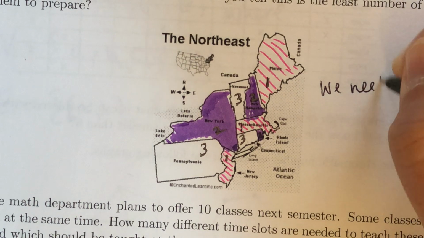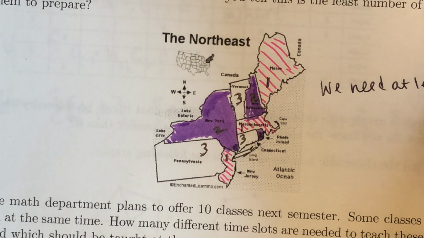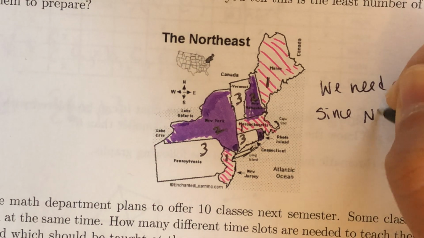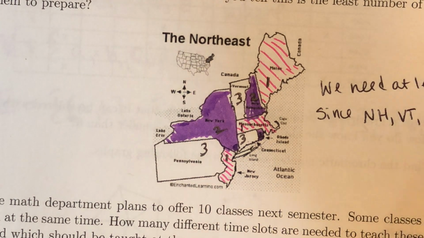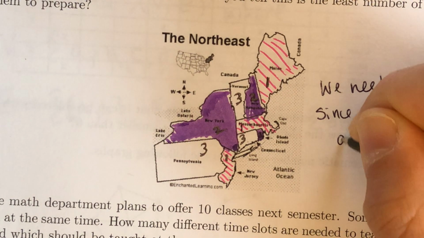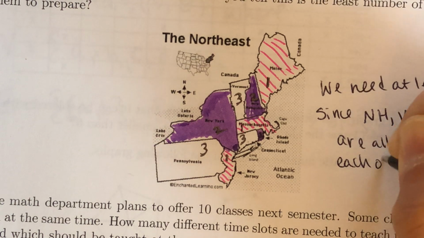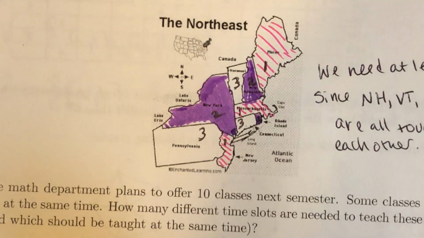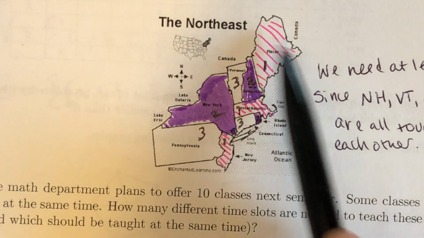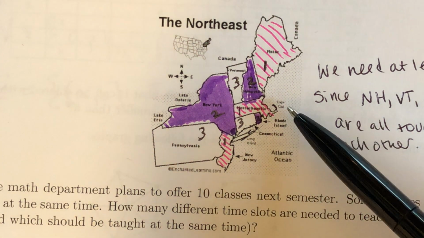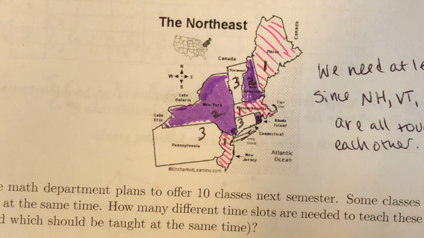We need at least 3, since New Hampshire, Vermont, and Mass are all touching each other. And we know that it's possible to do it in 3 because I did it right here, which means 3 is the magic number here. 3 is the number of songs that they're going to have to prepare.